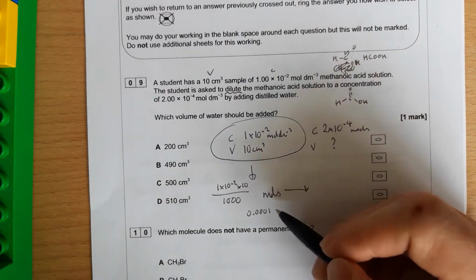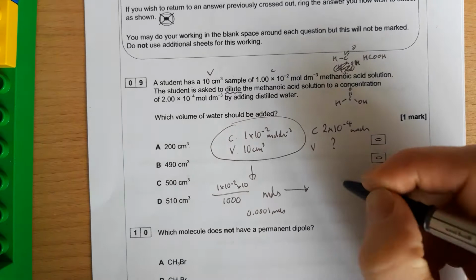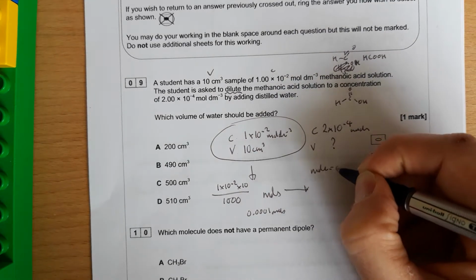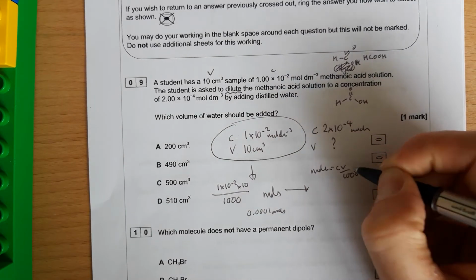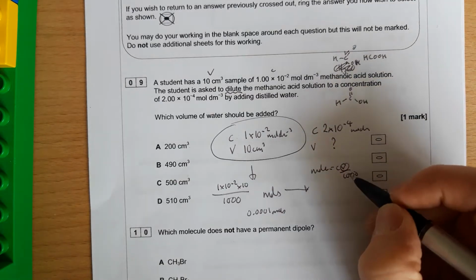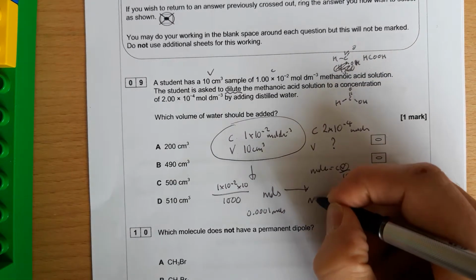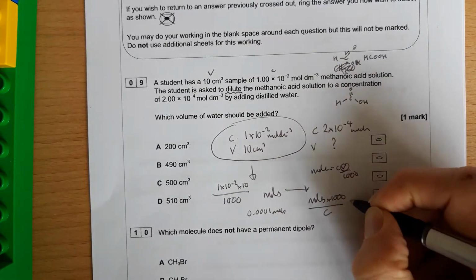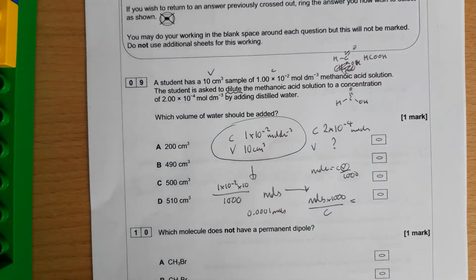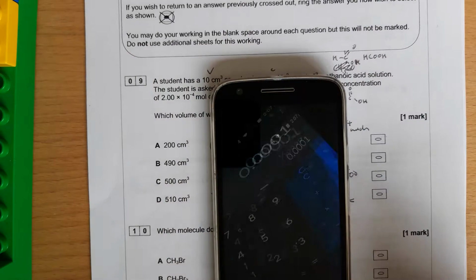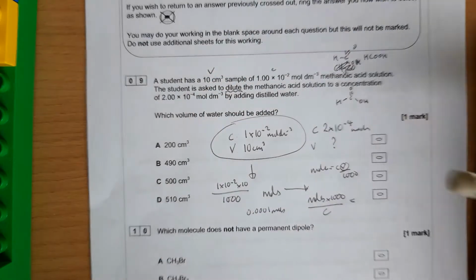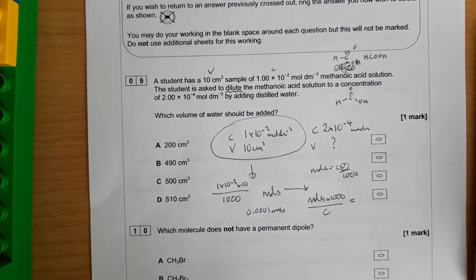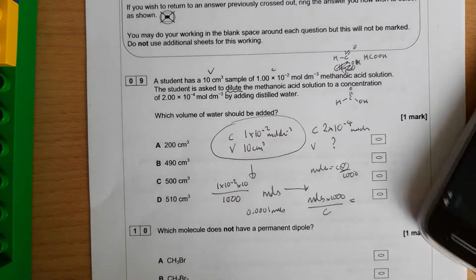So now I've got a concentration and a moles. So if moles equals C times V divided by 1,000, and I want to work out the new volume, I'm going to take the moles and times by 1,000, divided by C. So I'm rearranging that equation. I'm just going to get my calculator here. It did have that previous answer on. Good start, isn't it? Slick.